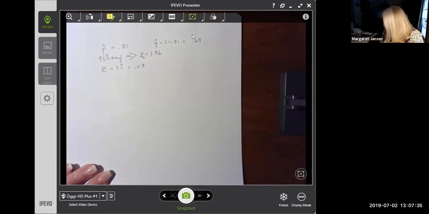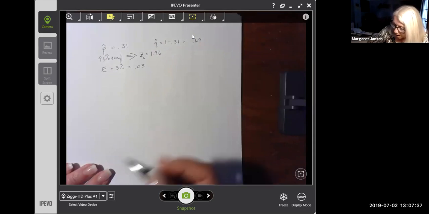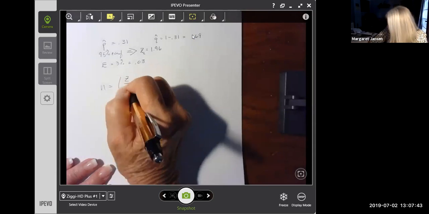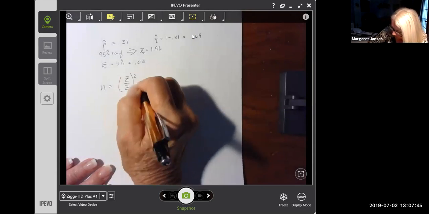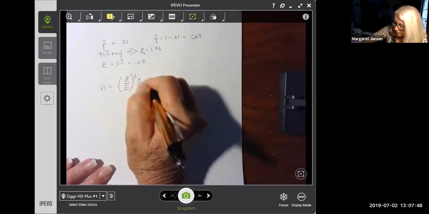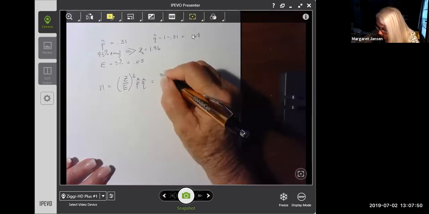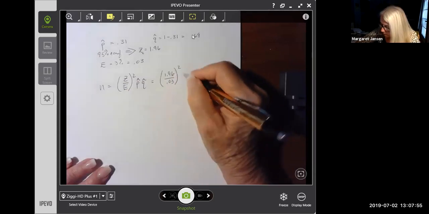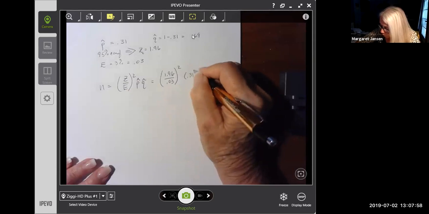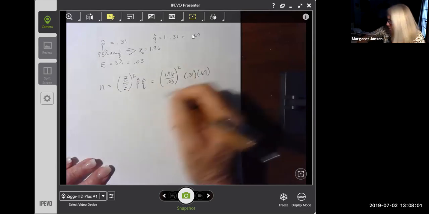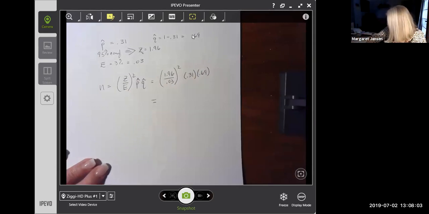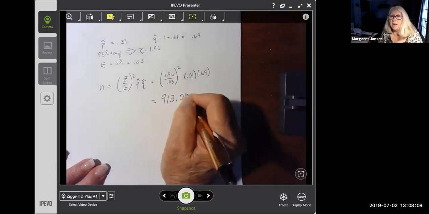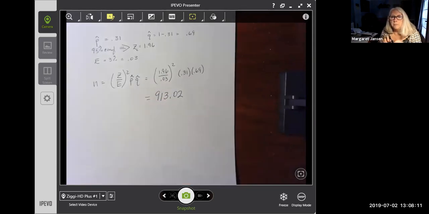So n is equal to z over e squared times p hat times q hat. So that's 1.96 over 0.03 squared times 0.31 times 0.69. And I'm not going to do that on my calculator, but it turns out that that is 913.02.